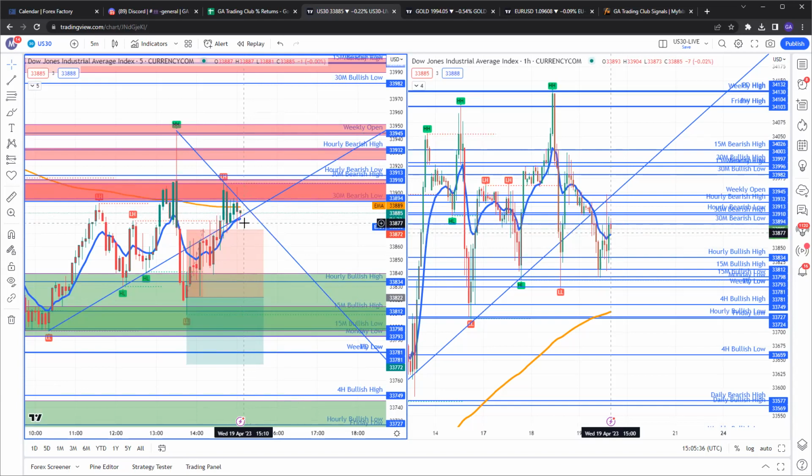The reason for that is because we have a 30-minute bearish low. We have a supply zone within a supply zone. We also have an hourly bearish low, a 30-minute bearish high, hourly bearish high. So to me, this 5-minute golden cross is superseded by these higher time frame supply zones, higher time frame sell areas. For me, I'm going to keep holding this sell.